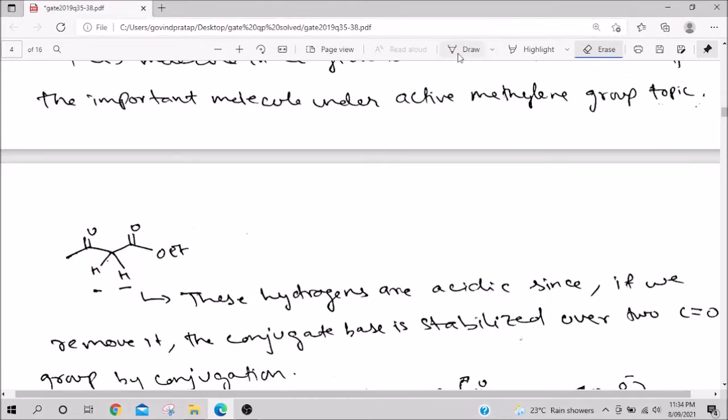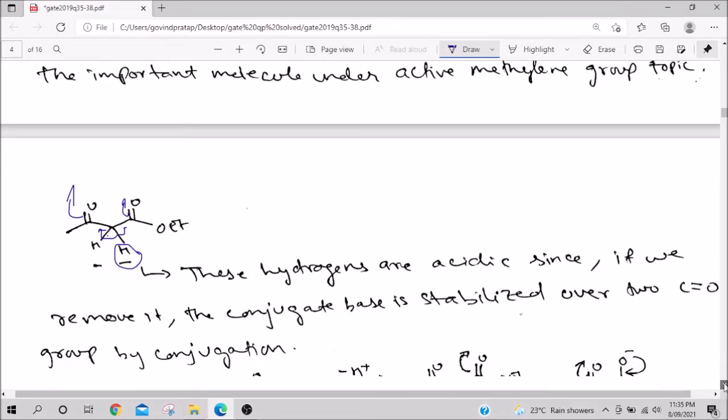Why is it acidic? Understand, with anything acidic, when that proton is lost, the conjugate base which is formed should be stable, then only this proton will be lost, because it does not mind losing it, it is stable. So that is what happens: you remove this proton, you get a negative charge, this negative charge is spread here, it is also spread here. That is how you can find that this negative charge is spread over 2 carbonyl carbons, and that is how it is stable.